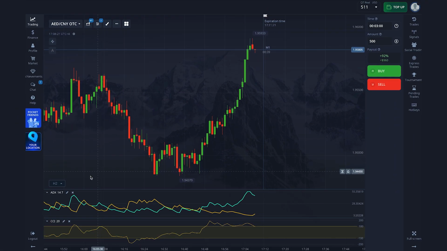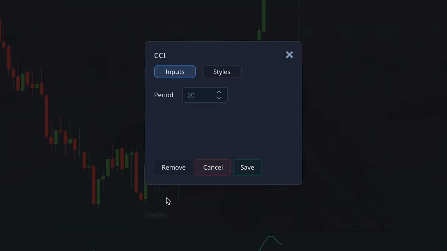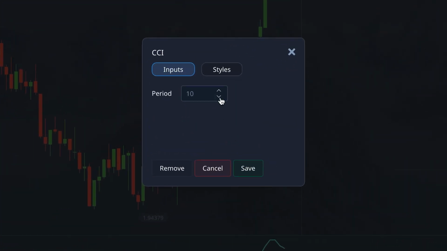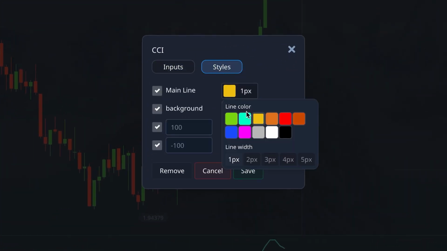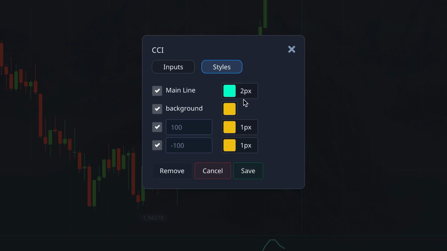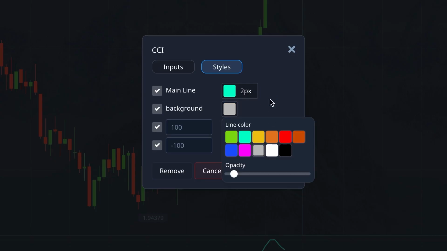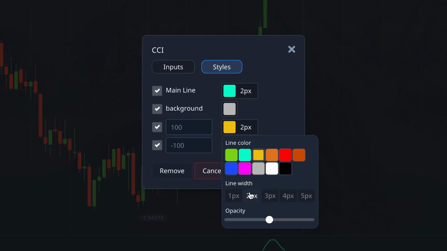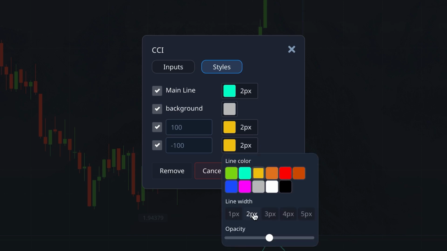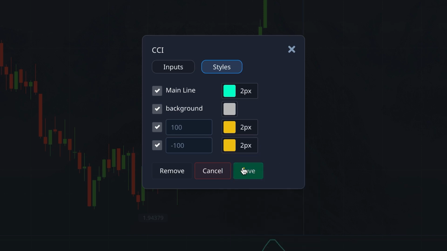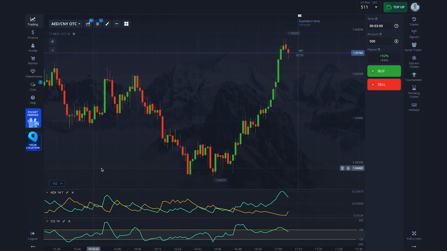Save. Let's configure CCI. Set the period to 10. Go to Style. Set the main line to turquoise, width 2. Set the background to gray. Set the width of the 100 and minus 100 lines to 2. Save. The indicators are ready to go.